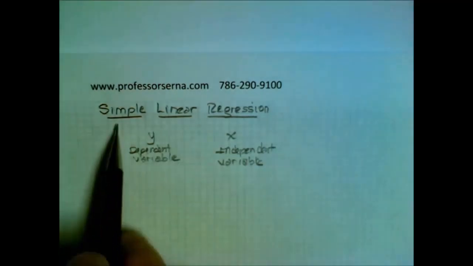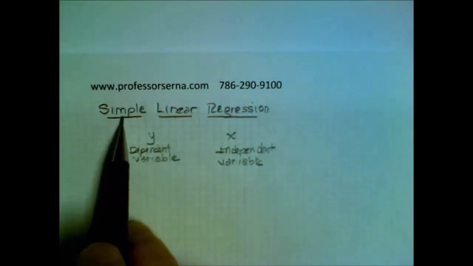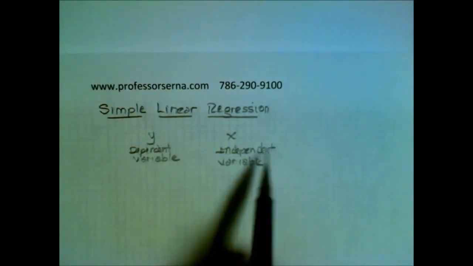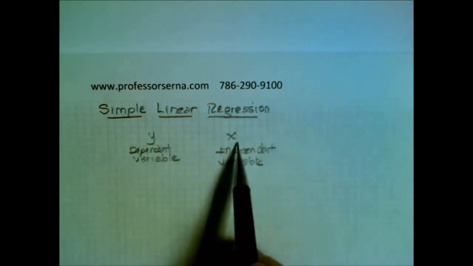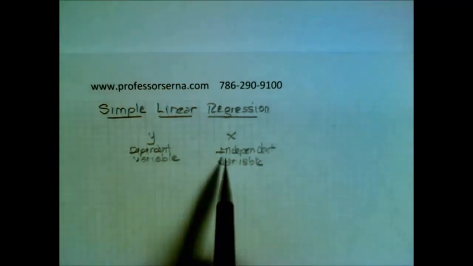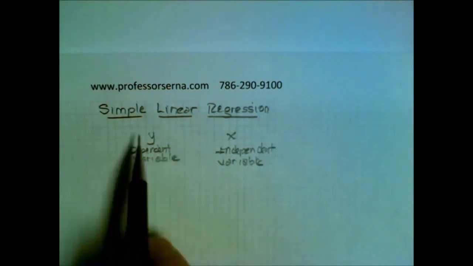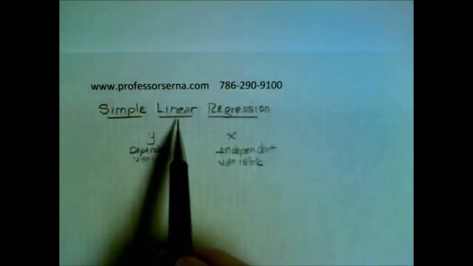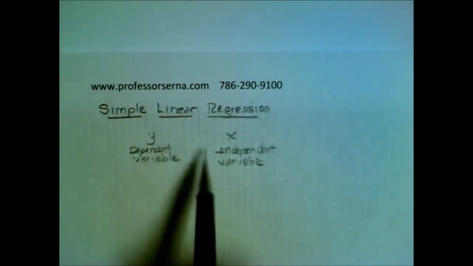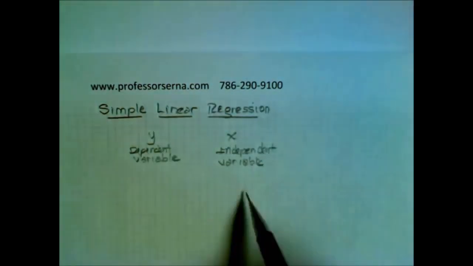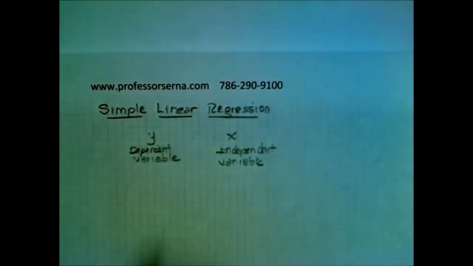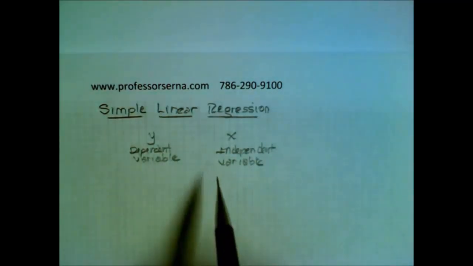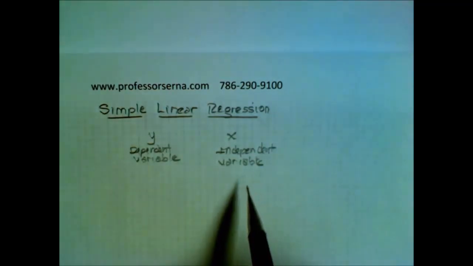Simple, why the word simple? The word simple is because in this case we have only one independent variable. In other cases, we could have more than one independent variable, x1, x2, x3. We are not going to deal with multiple linear regression, just simple linear regression. And the word linear means that the relationship between x and y is linear. The graph would be a straight line. If the graph is not a straight line, then it would not be linear regression. It would probably be quadratic regression or cubic regression or whatever.